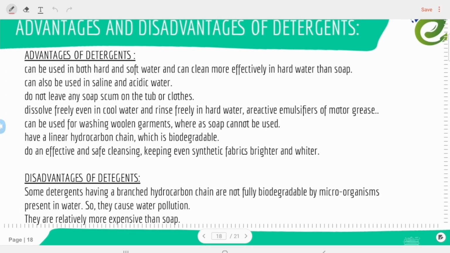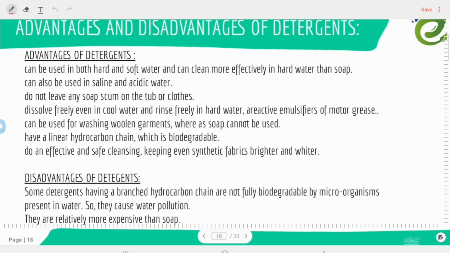Advantages of detergent: can be used in both hard and soft water and can clean more effectively in hard water than soap. Can be used in saline and acidic water. Do not leave any soap scum on the tub or tubes. We've already discussed that detergents have this sulfate part because of which they do not form any scum and they do not react with calcium or magnesium. Dissolves freely even in cool water and rinses freely in hard water.